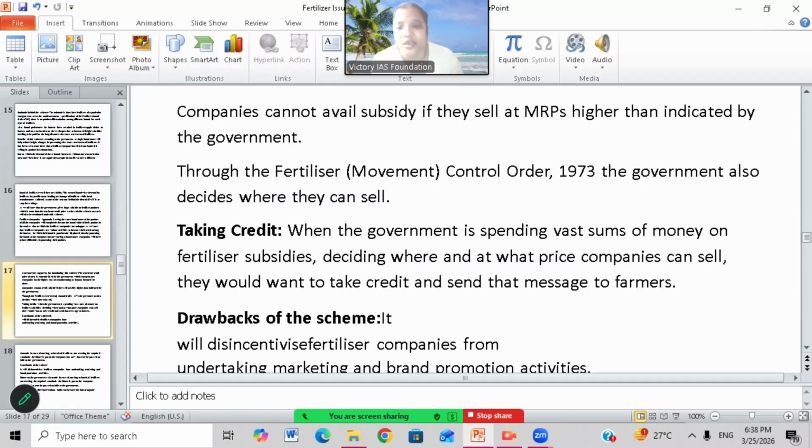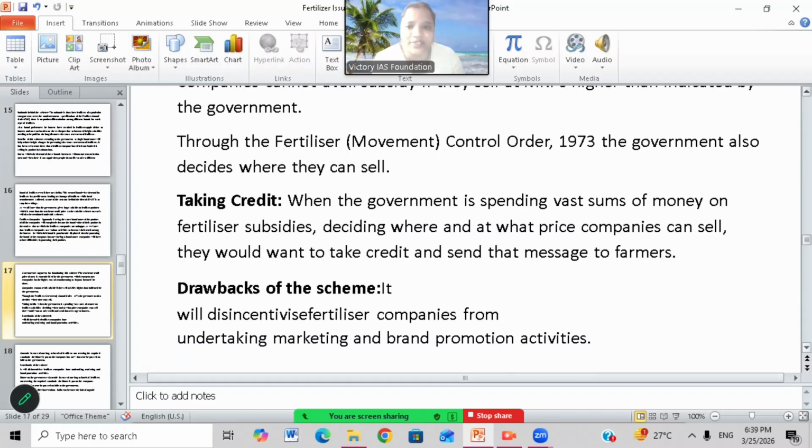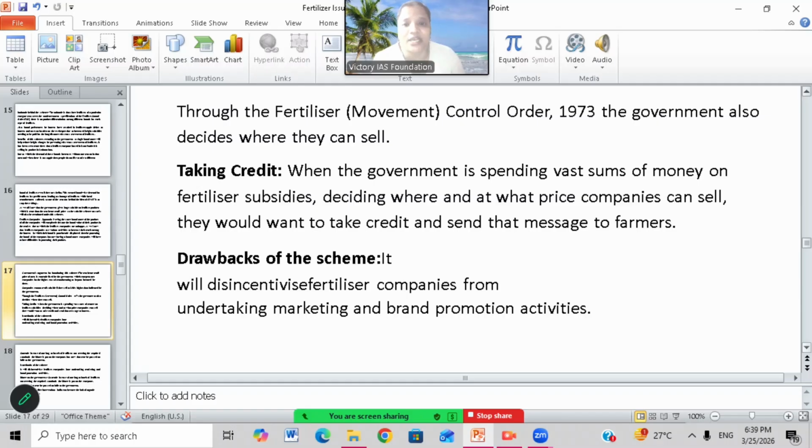Through the Fertilizer Movement Control Order 1973, the government also decides where they can sell. And using the Fertilizer Movement Control Order 1973, from now onwards the government can decide where the companies have to sell the product. So taking credit: when the government is spending vast sums of money on fertilizer subsidies, and deciding where and at what prices companies can sell, they would want to take credit and send that message to farmers. So by giving a lot of subsidy and deciding what fertilizer to sell at which place, the government wants to take the credit wholly instead of the fertilizer companies.